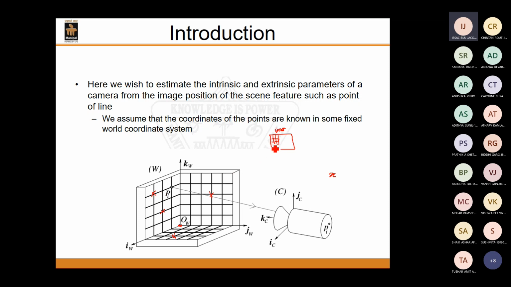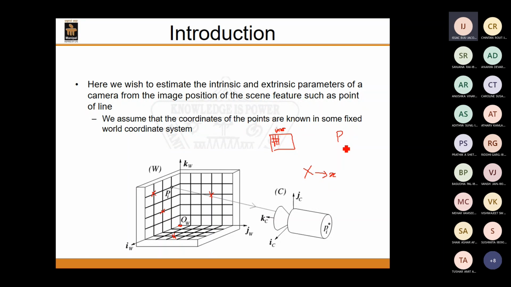That is, I can find out which of these points corresponds to which of the points over here. So that is how we try to relate these capital X to the small x. That means the 3D points which are present in the calibration rig to the 2D points which are obtained in the image.